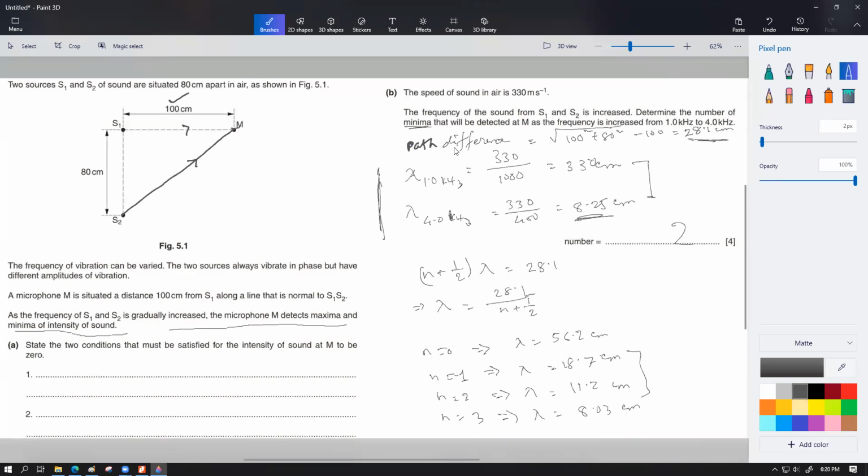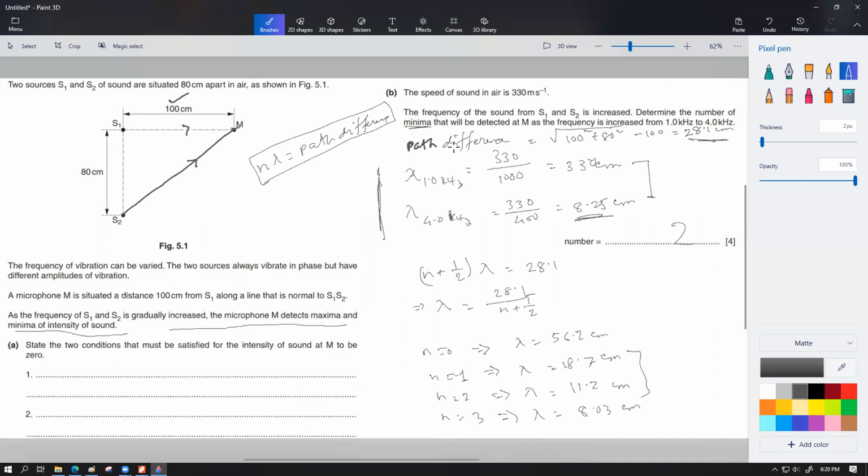Sir, n is equal to 1 is the first maximum, right? No. If we use the equation n lambda equals path difference, this is the generic equation for maxima, where the n value can be replaced as 0, 1, 2, 3, 4, 5, 6, 7, 8. It can go on. This is the defining equation for constructive interference or maxima.